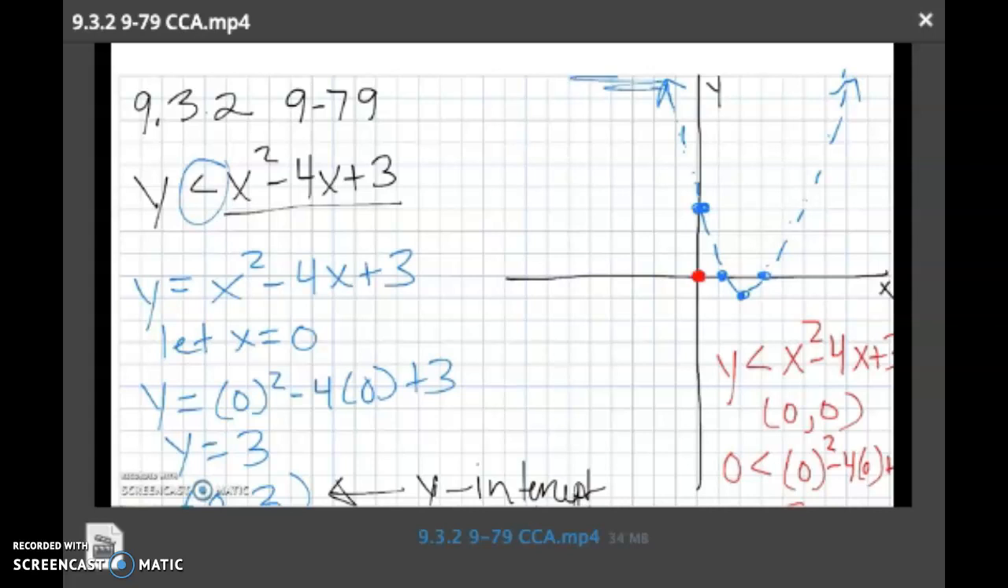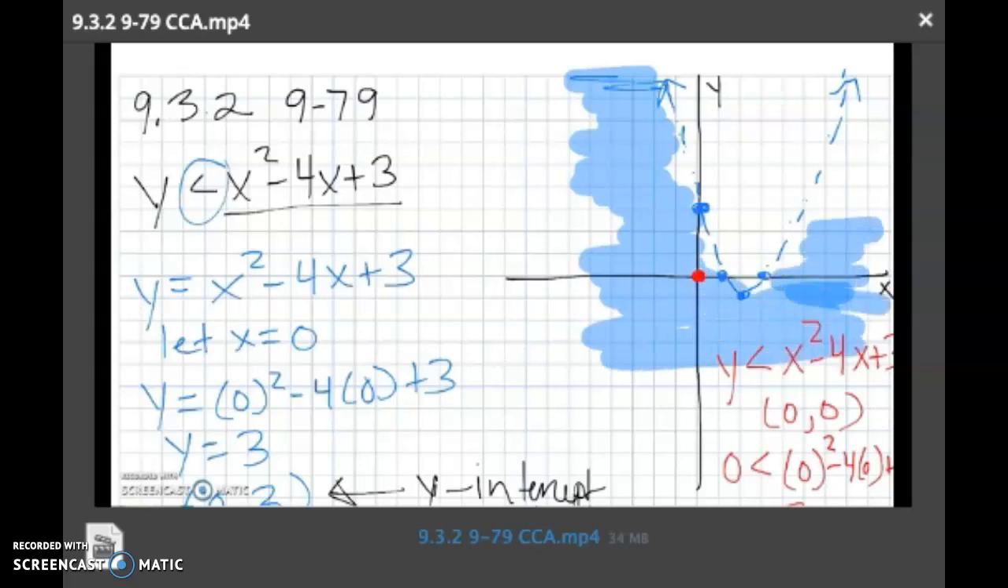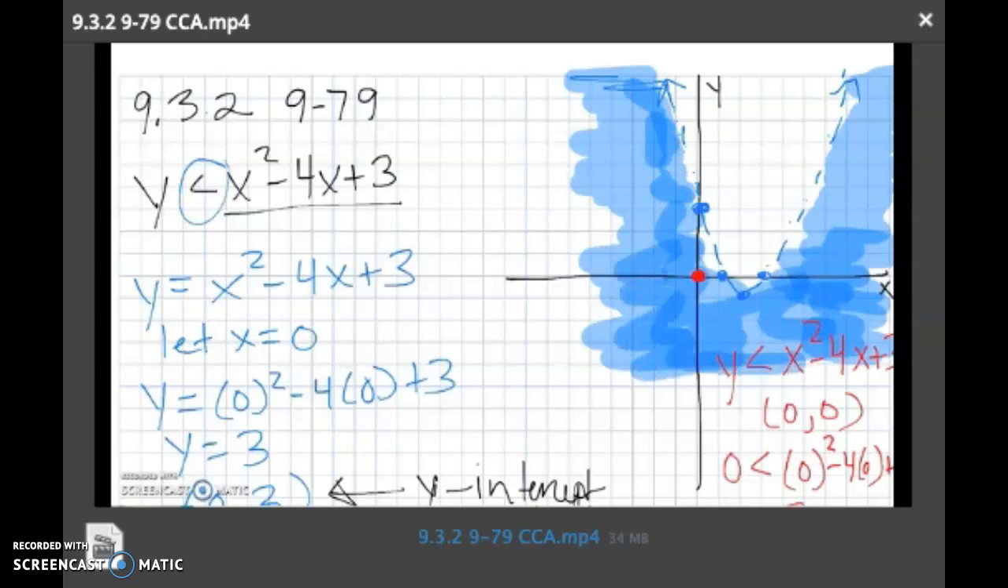Oops, let me get a highlighter here. All the points underneath my parabola. Now, if the point 0, 0, when we substituted it into our inequality, was not a true statement when we simplified it down at the end, then we would have shaded in the opposite side of our parabola, the inside of our parabola, okay?